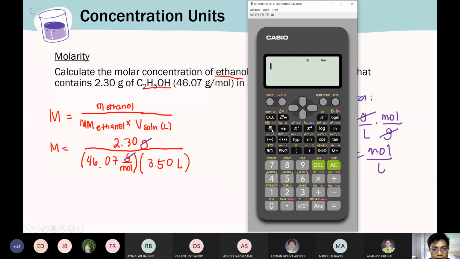Okay, so set up a fraction, 2.3, 46.07, 3.5, equal sign, SD, 0.01426. Paano po yung sagot dito, sir? Ganito lang.